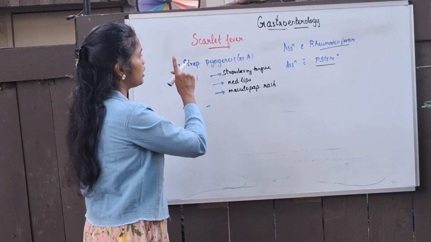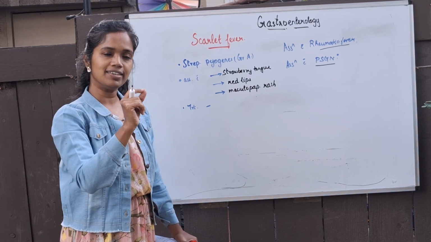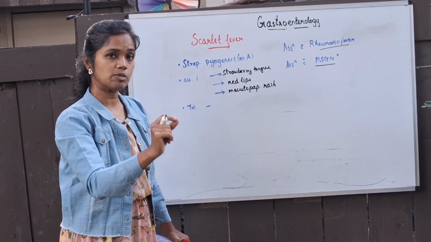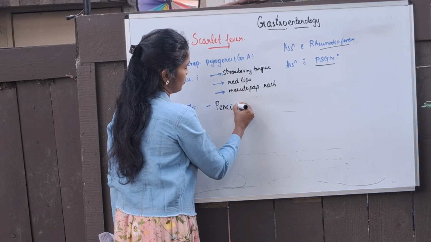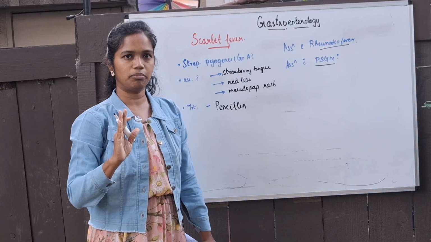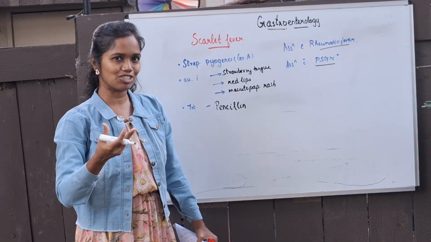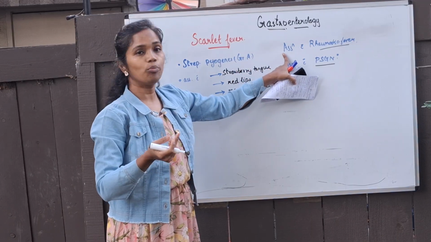Now, what is the treatment for Streptococcus pyogenes? Streptococcus pyogenes is susceptible to penicillin. So, we treat scarlet fever with penicillin, so that we get rid of the scarlet fever condition, we resolve from it, and we also prevent rheumatic fever.